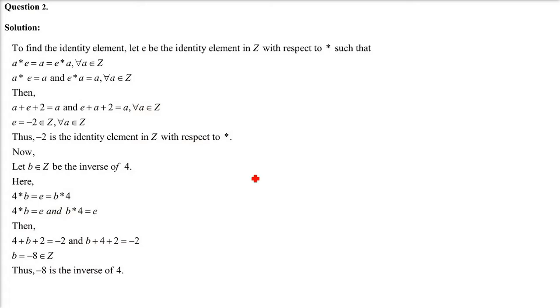See, the A star B is equal to A plus B plus 2. And this is for integers, that is set is Z for all integers. And A and B belongs to Z. So we have to find out the inverse of 4. Inverse of 4. So first we have to find out the identity element. Then only we can go for the inverse element, because A star B will be equal to E.